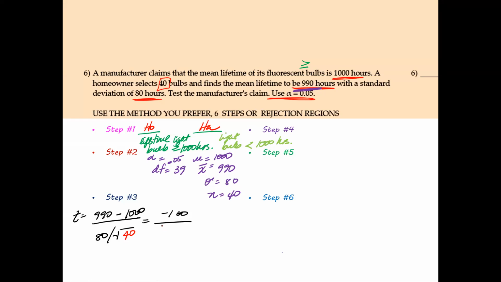Looking at this right here, what is the square root of 40? And then divide that into 80, 12.649. If you divide it all together, you should get negative 0.791. And that is your t-score.